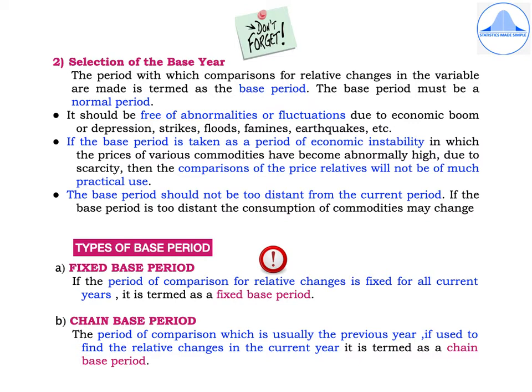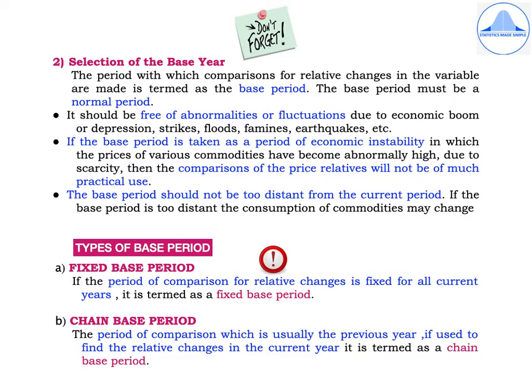The period should be free of abnormalities or fluctuations due to economic boom or depression, and it should be free of strikes, floods, famines, earthquakes, etc. The second point is if the base period is taken as a period of economic instability, during which the prices of various commodities have become abnormally high due to scarcity, then the comparisons of price relatives will not be of much practical use. And the third point is the base period should not be too distant from the current period. If the base period is too distant, then the consumption of commodities may change.